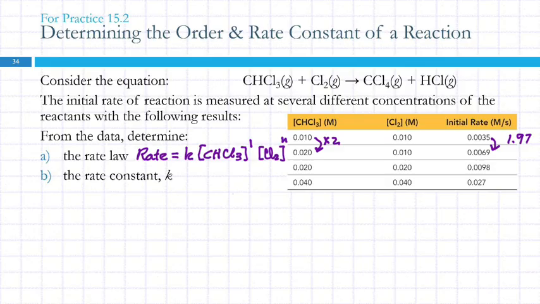You could also look at, well, no, you couldn't. Never mind. So to find the order for the other one, we need to find a pair of experiments where the Cl2 changes and this doesn't change. So what's that going to be? This one. So any change in the rate is because of the change in the Cl2 concentration. How does this change?